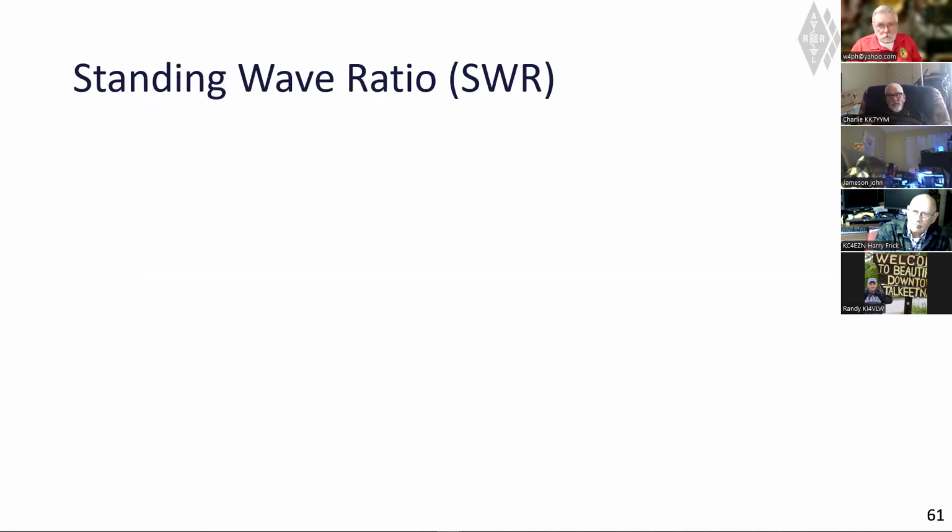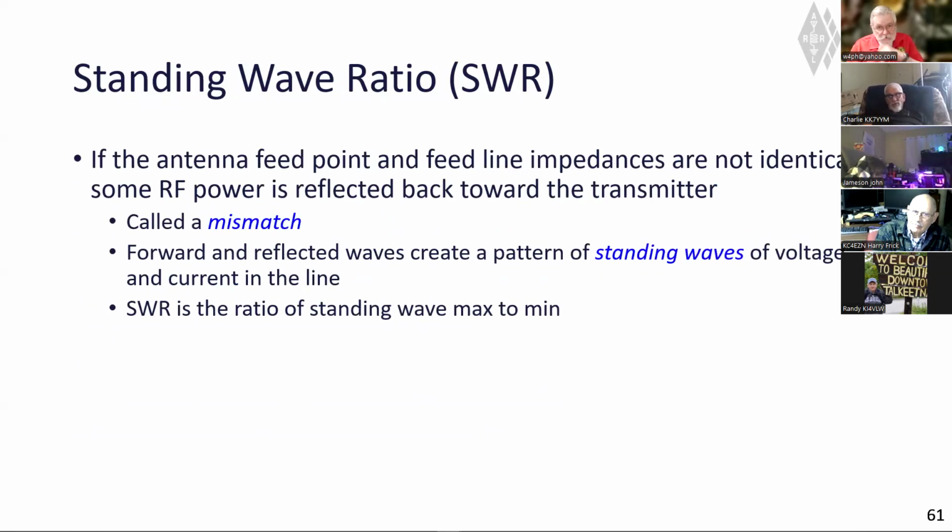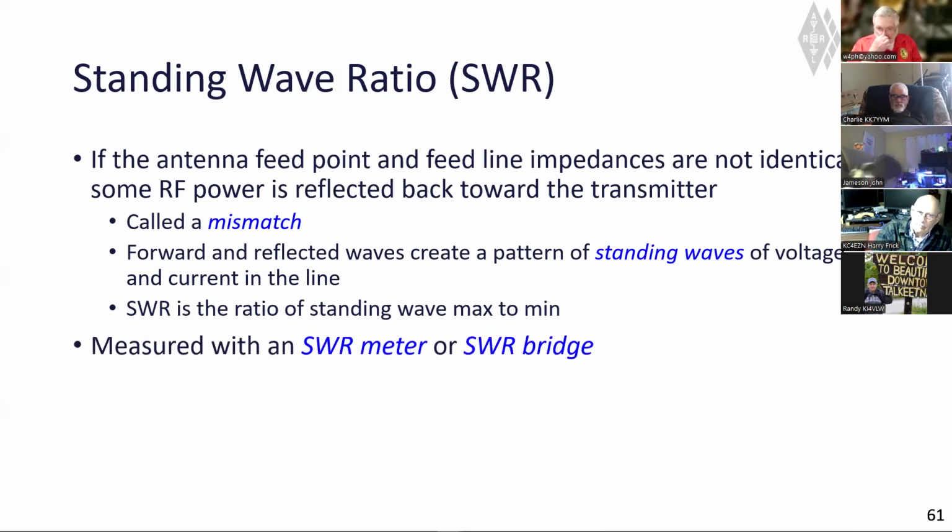Standing wave ratios. If the antenna feed point and feed line impedances are not identical, some RF power is reflected back toward the transmitter, called a mismatch. Forward and reflected waves create a pattern of standing waves of voltage and current in the line. SWR is the ratio of standing wave maximum to minimum. It's measured with an SWR meter or SWR bridge.